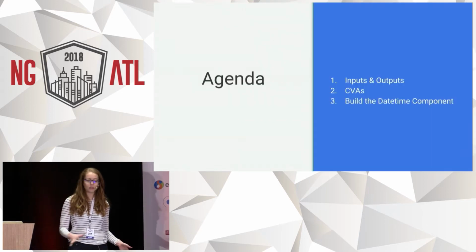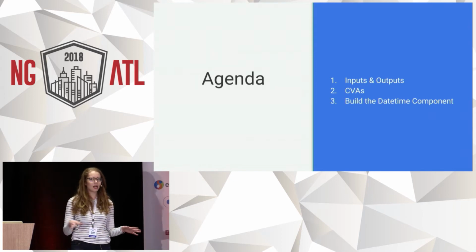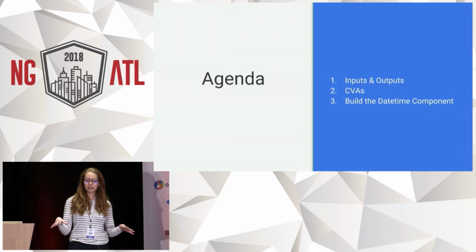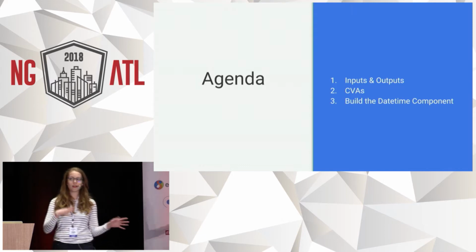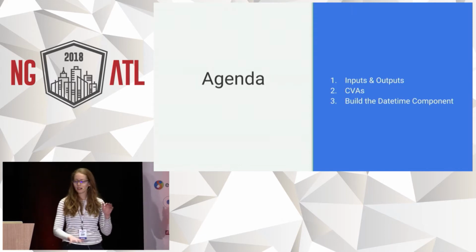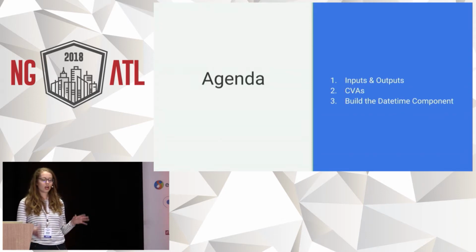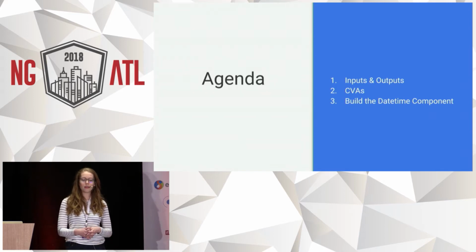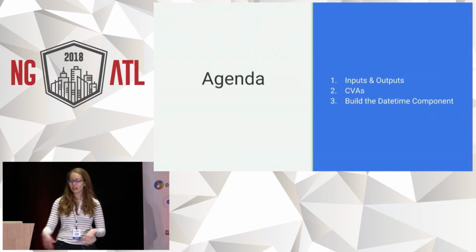First I'm going to talk a little bit about inputs and outputs. I think this is pretty basic top-level Angular stuff, and then hopefully I'll bring it one level down. I'm not going to get into change detection and all of that goodness, so I'm in between the top level and the really low level. Then we'll also talk about CVAs, which hopefully by the end of this talk you'll know if you don't know what they are now. Then we're going to take those two things, smush them together, and build a date time component.